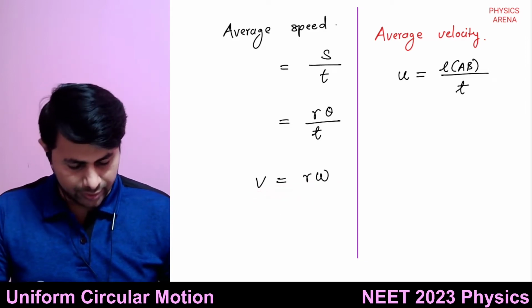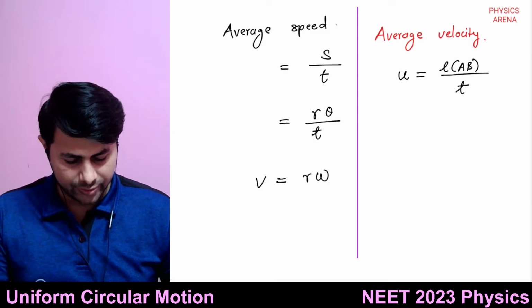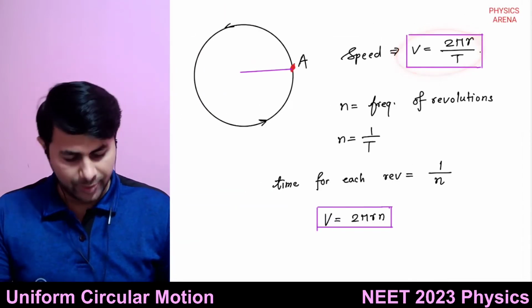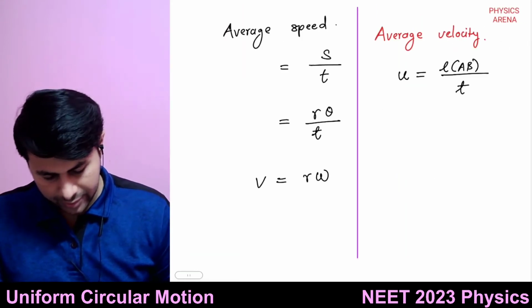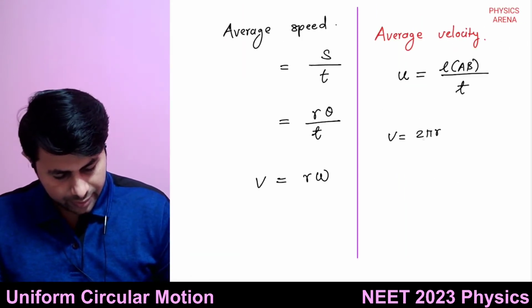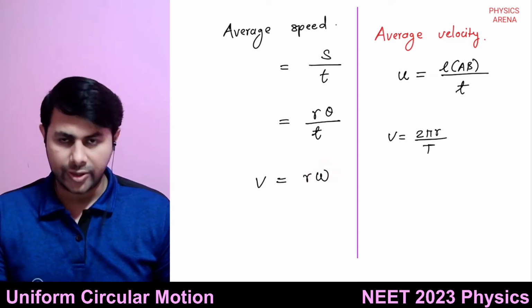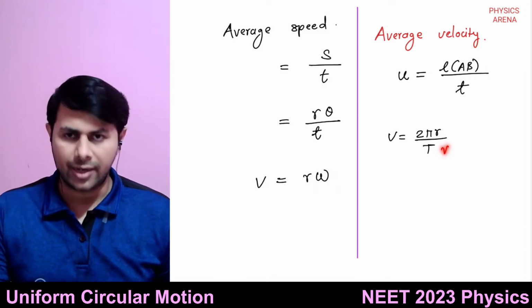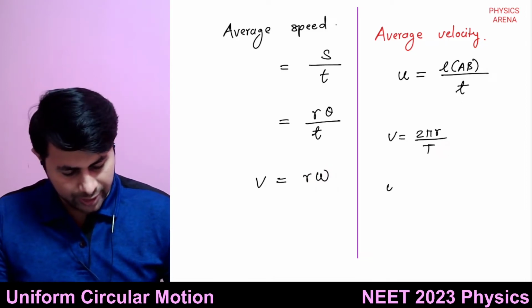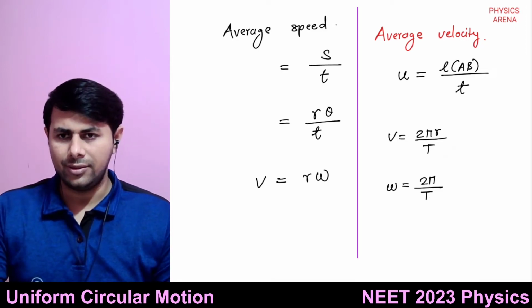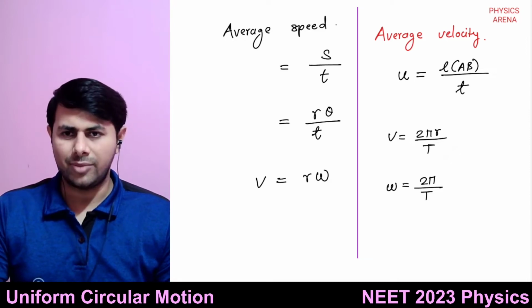So v can be written as r times omega, and therefore v is equal to 2 pi r divided by t. Omega can be written as v upon r. So if you divide by r, you get omega equals 2 pi upon t. You get this formula for angular speed.